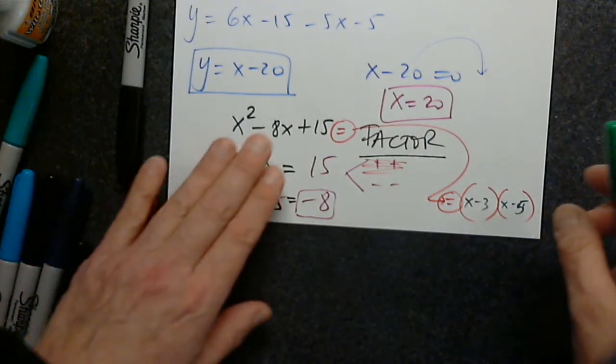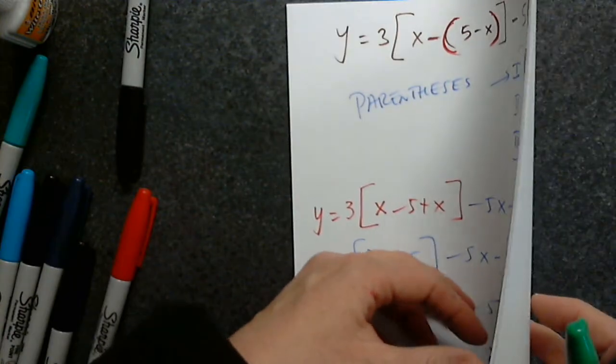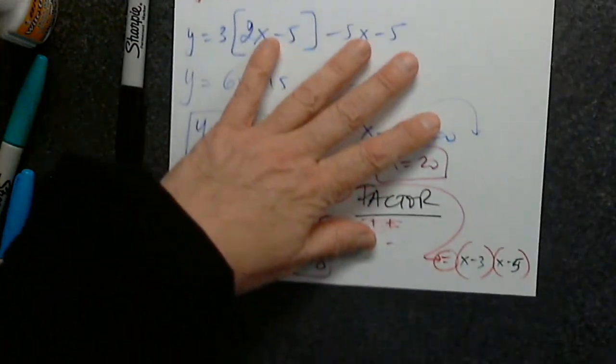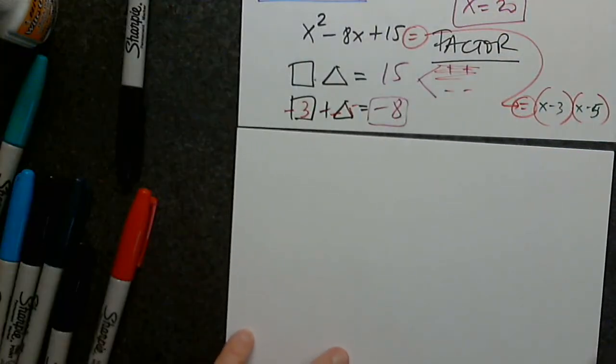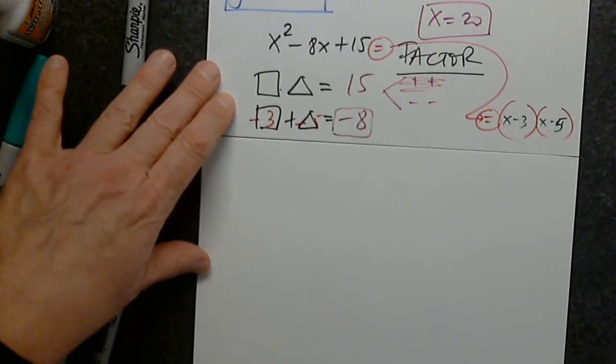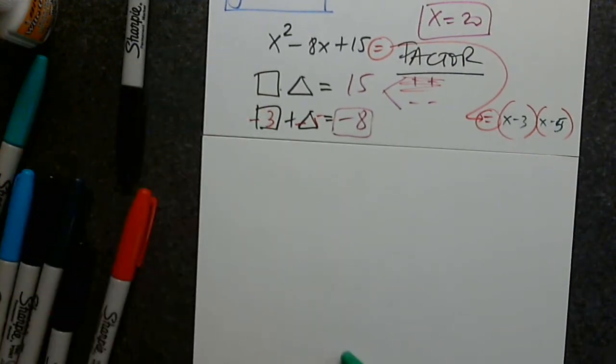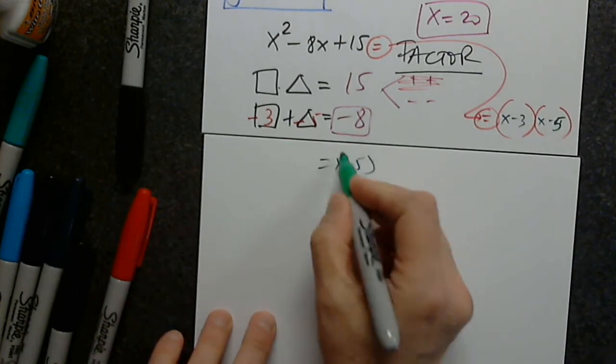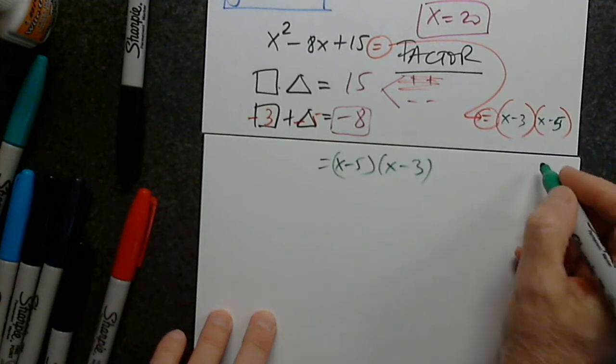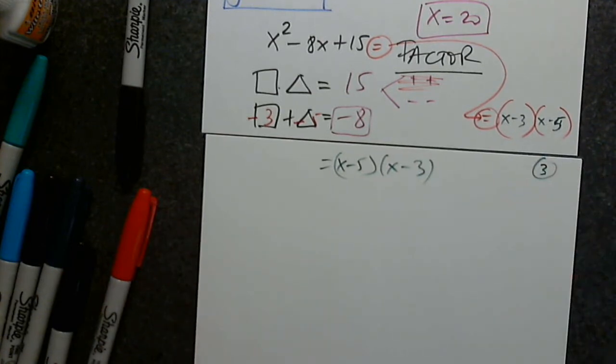Okay, and now I would like to go back to the actual question. Any questions on this? If we would have put negative 5 and 5, it doesn't matter because 5 times 3 is 3 times 5. So it doesn't matter. You can write it as x minus 5 times x minus 3, it is the same thing. The order in a product doesn't matter.